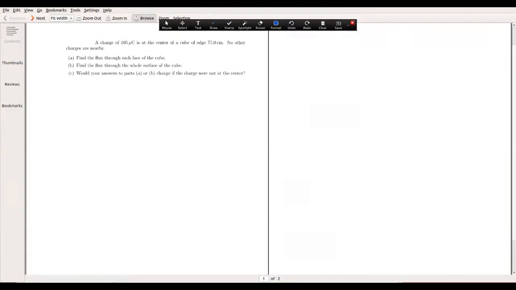So this represents a square. Let me get rid of that tiny small line there. So that's a square, and we have a charge right at the center. Let's say it's a positive charge, and the electric field lines due to that would be radiating outward. So this represents the electric field lines going out.